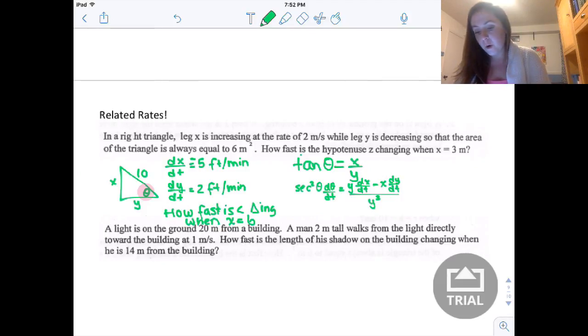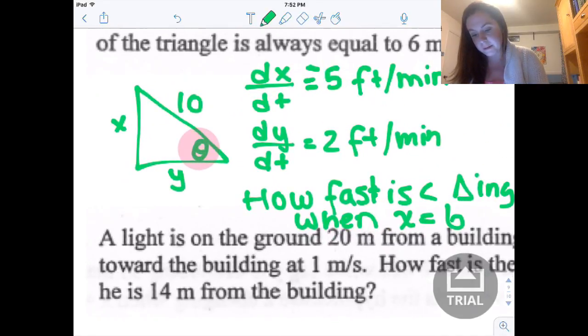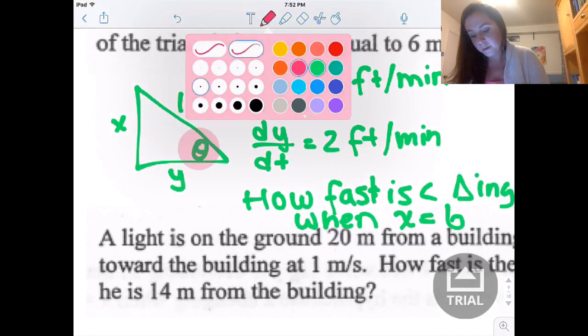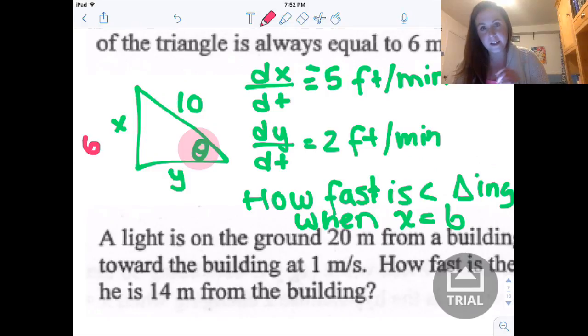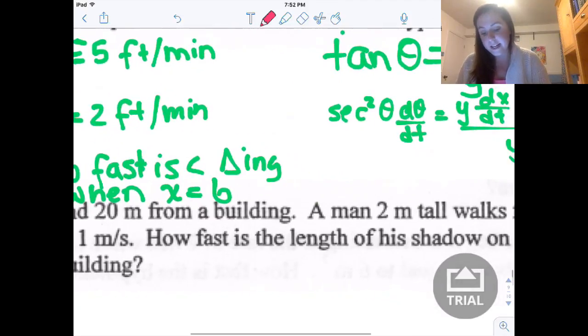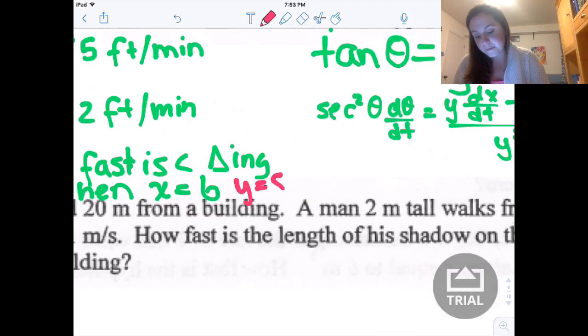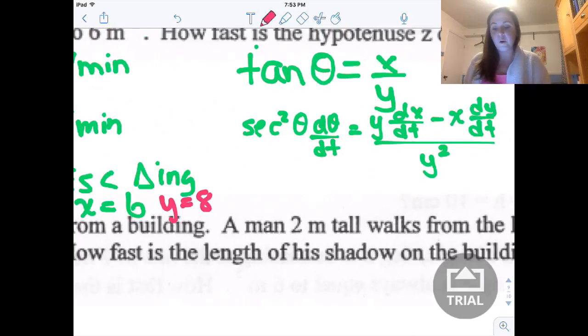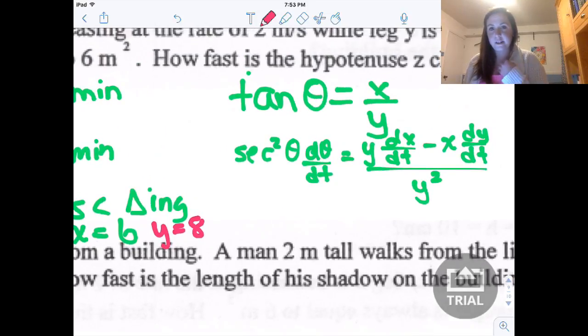So I'm going to label some stuff over here. They told me that x is 6. I need to know y. I am a very smart math student. It is why I am on this live stream right now. So I know that in a right triangle, we can use the Pythagorean theorem, and this has to be 8. So when x is 6, y is 8. That gets me the whole right side of my equation, which you guys can't see.